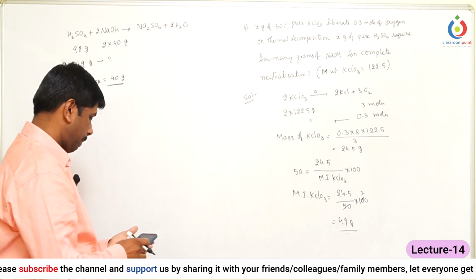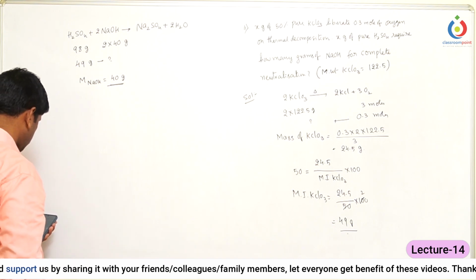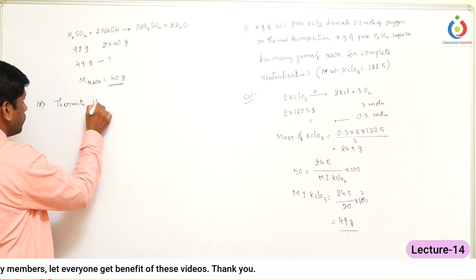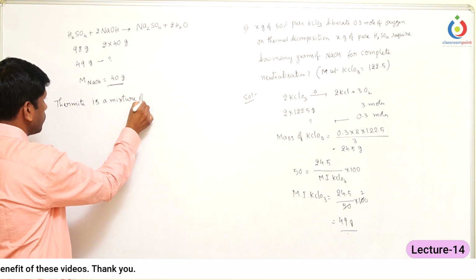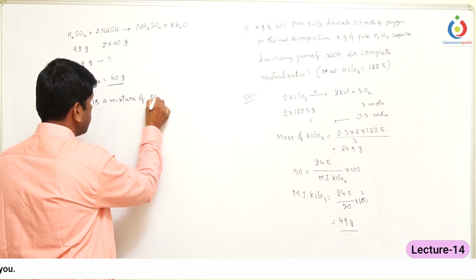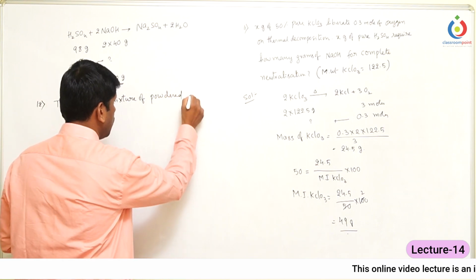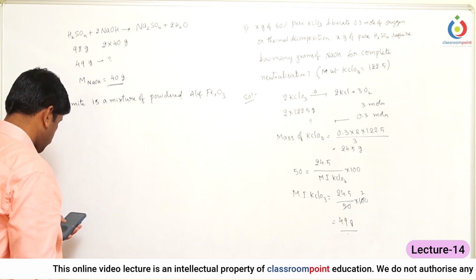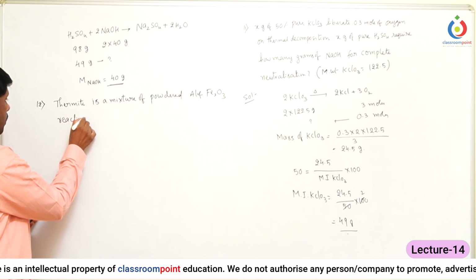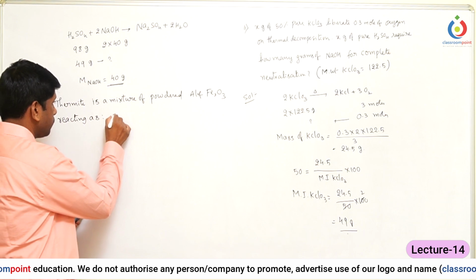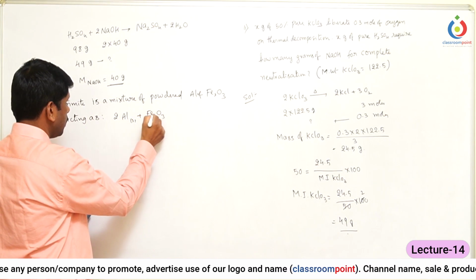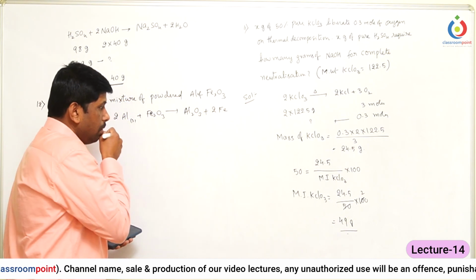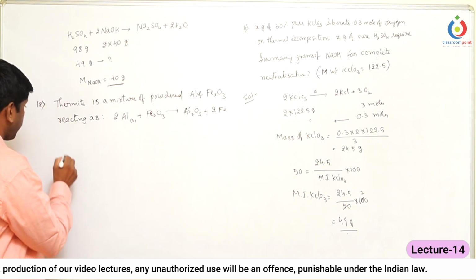So let us solve one more question. 12th question. Thermite is a mixture of powdered aluminum and ferric oxide reacting as, so the reaction is provided here: 2 aluminum plus Fe2O3 gives Al2O3 plus 2Fe.